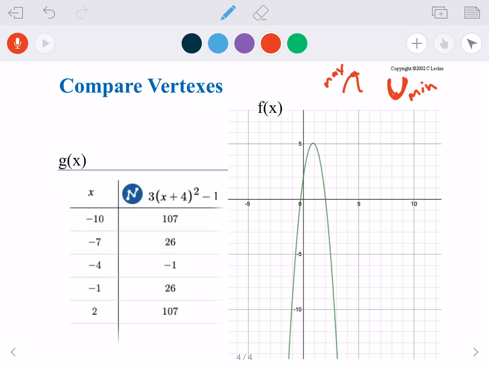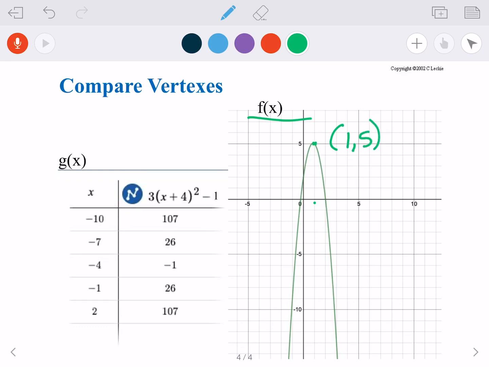So how can we compare these two graphs here? I've got f of x and g of x. F of x is my green graph on the coordinate plane, and my g of x is just a table. Now it says compare vertices. So first of all, let's find the vertex. The vertex in this graph would be 1, 5.